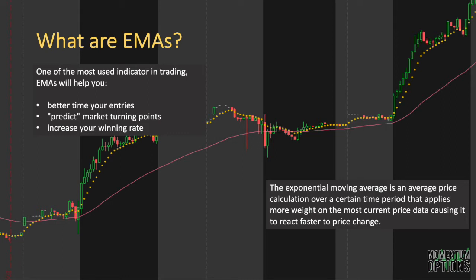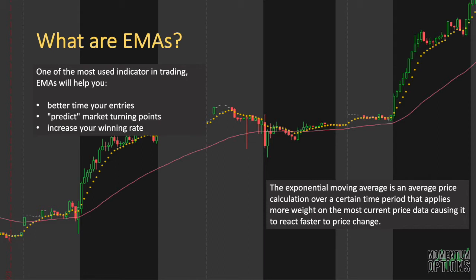What are EMAs? Moving averages, exponential moving averages, are one of the most used indicators in trading. They're going to help you better time your entries, better predict market turning points, and overall just increase your winning rate. The exponential moving average is an average price calculation over a certain time period that applies more weight on the most current price data, causing it to react faster to price change.